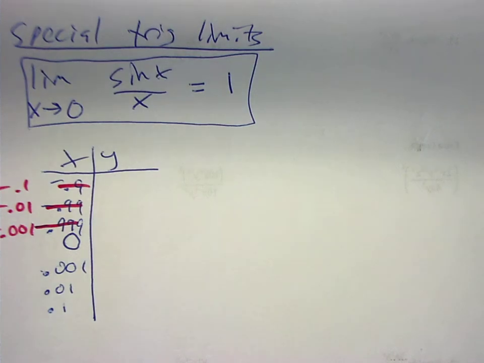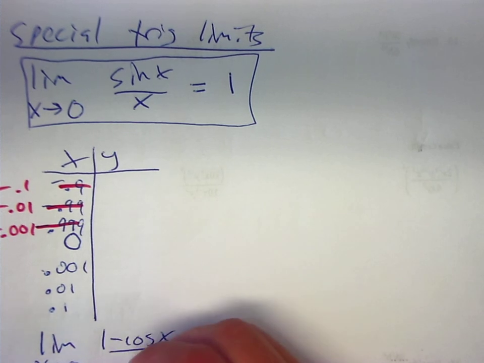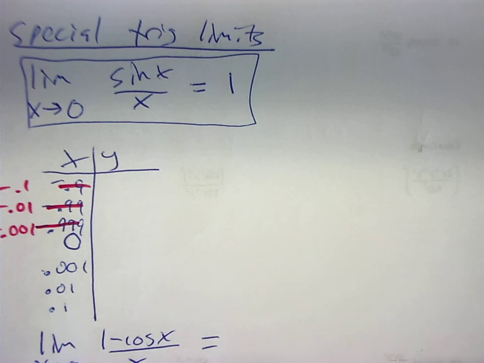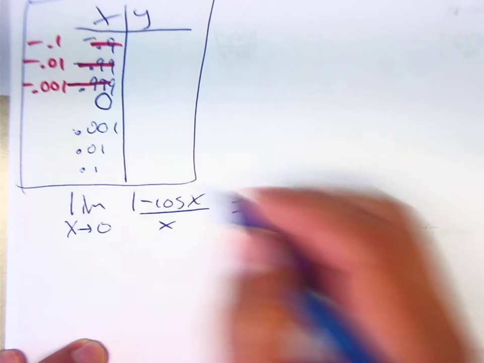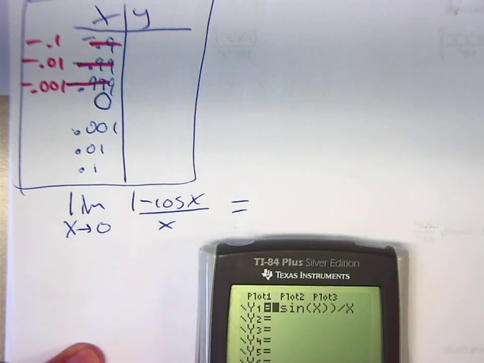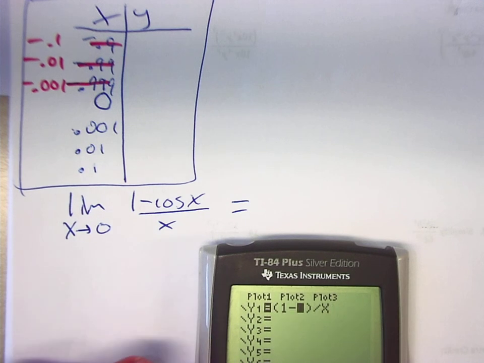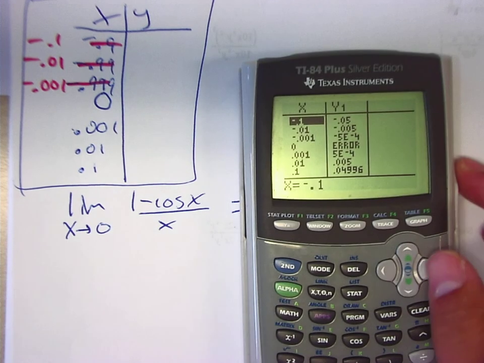Let's go ahead and try the next one: the limit as x approaches 0 of 1 minus the cosine of x over x. Okay. Our table that we have up here, we can use the same exact table, because we're approximating the limit for 0. So let's just change the function now. Here we have 1 minus the cosine of x divided by x. Let's look at the table. Table's already set up. Okay, and let's explore what's going on here.